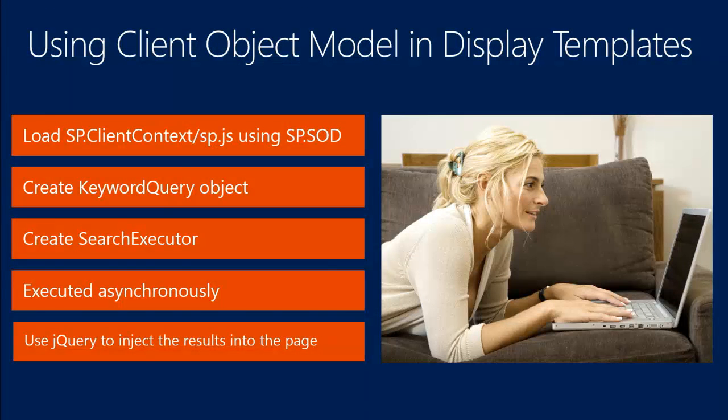As I mentioned, we're going to use the script on demand to pull it in. Once you have it in, it works a lot like the client-side object model that you might have used in C#. You have a keyword query, the keyword query object, and then you call the search executor. The only difference is then we're going to use jQuery to inject the results back into the page.